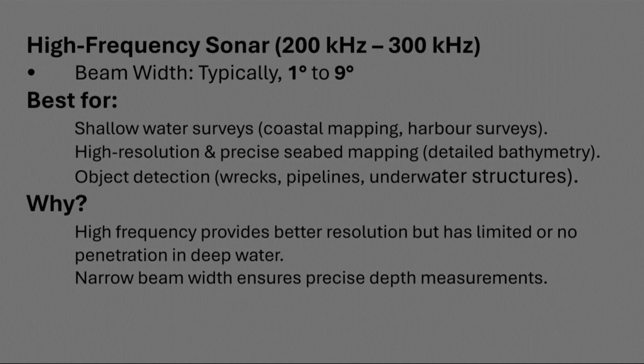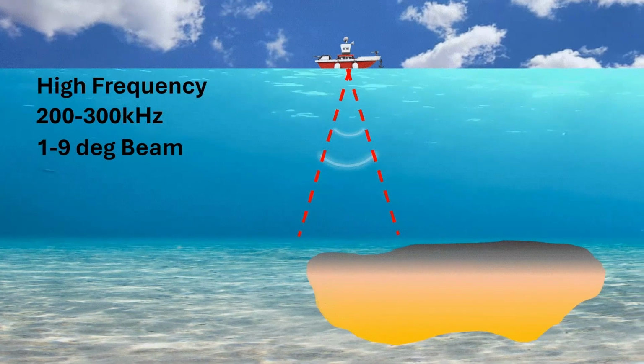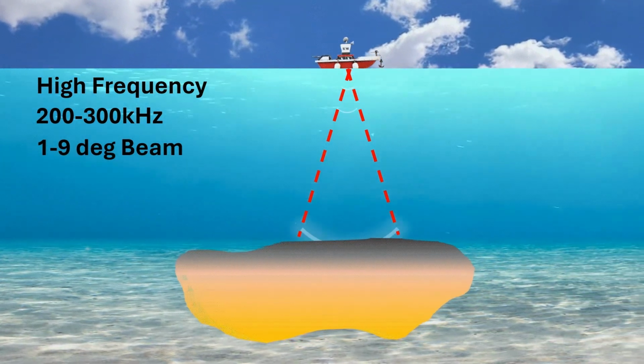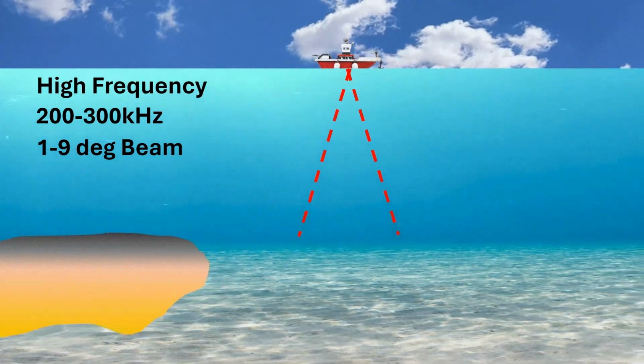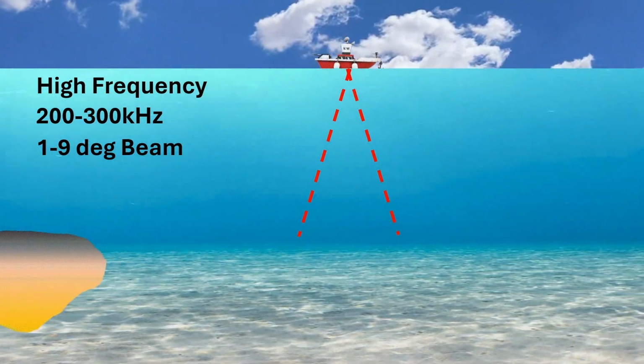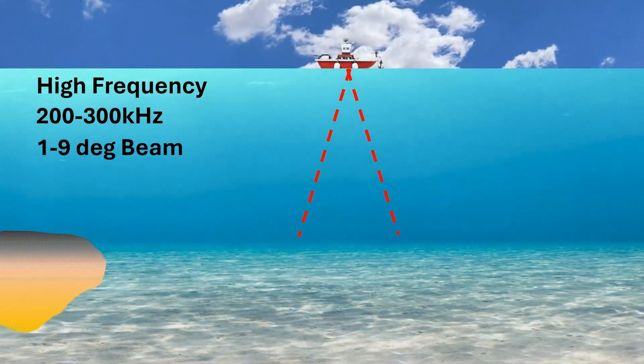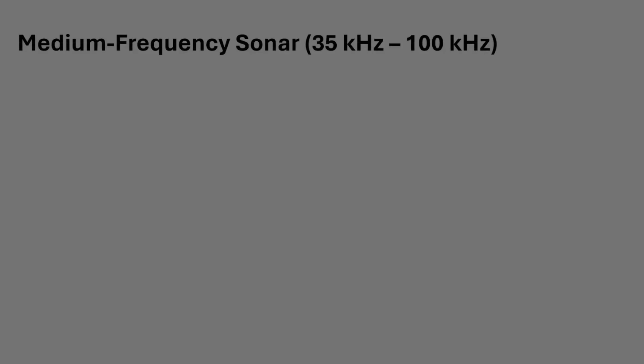High frequency provides better resolution but has limited or no penetration in deep water. Narrow beam width ensures precise depth measurement. So if you have a sandy or rocky shallow seabed, say around 10 to 30 meter water depth, and if you want to capture the depth undulation of the seabed very accurately, then you should use high frequency single beam echo sounder.